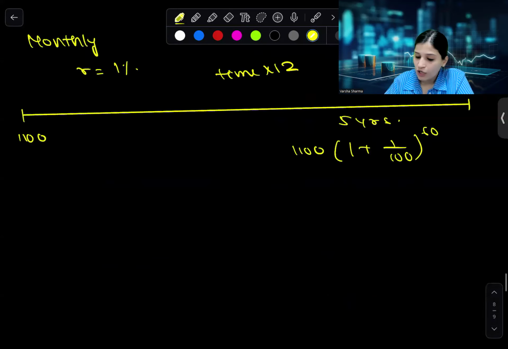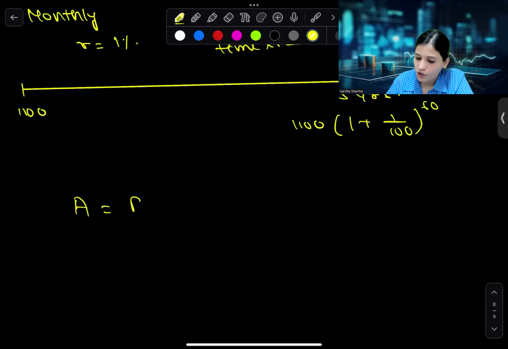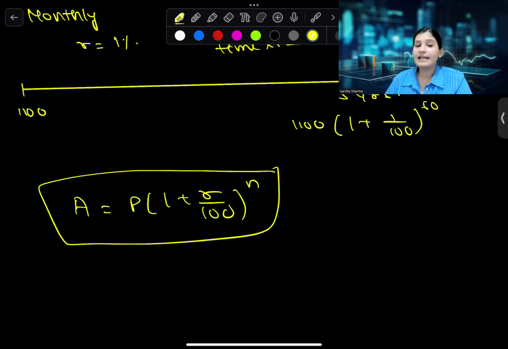So in all the cases, the formula is amount equals P times 1 plus R by 100 to the power N. Now, what I take as my rate and time will depend upon how I am compounding it: monthly, quarterly, half yearly. The rate that the question gives you is always the entire annual rate. We need to convert it into a half yearly or monthly rate. They'll never give us a half yearly rate. They always give us the annual rate.